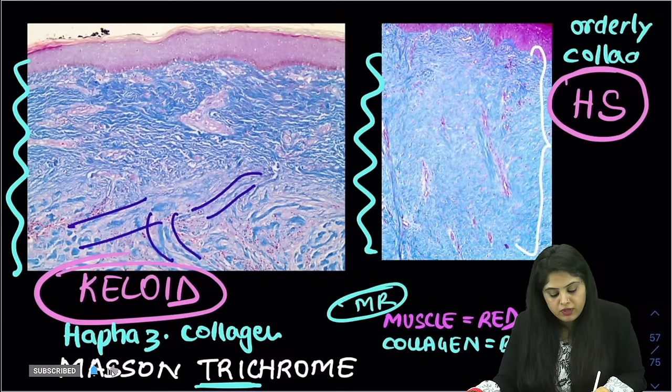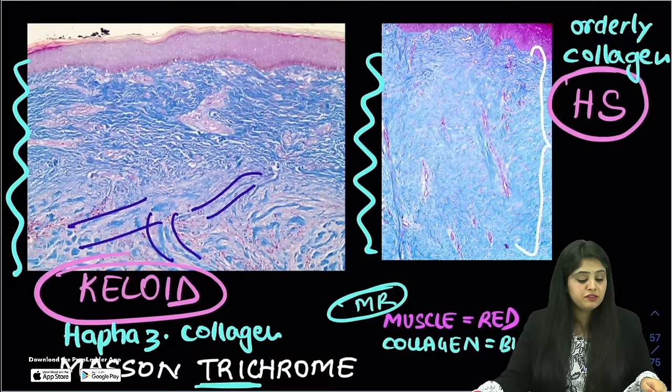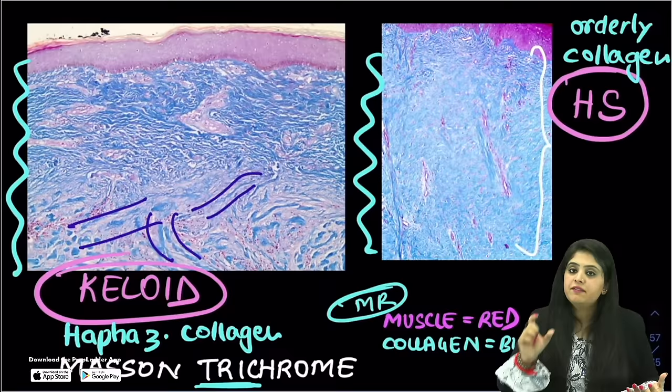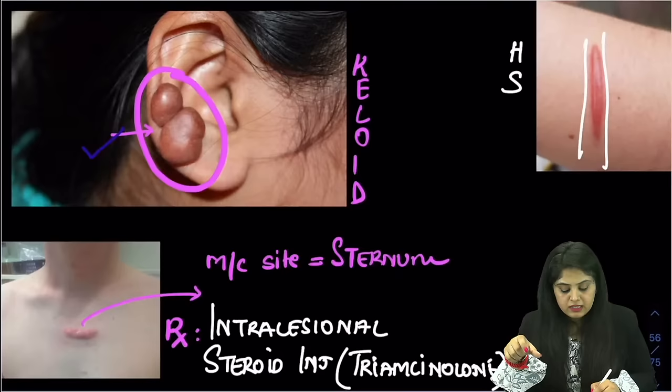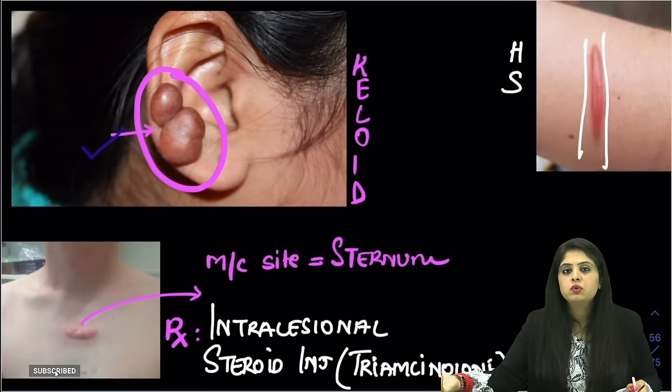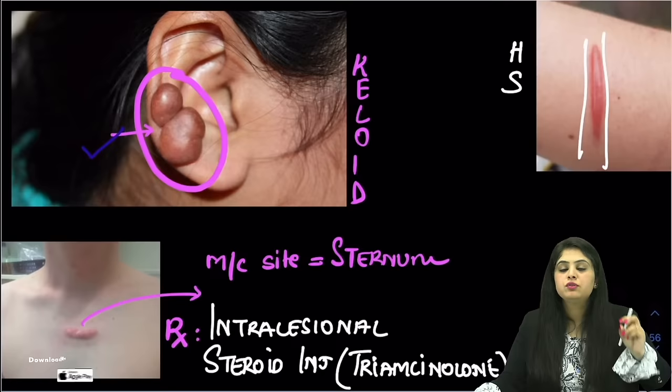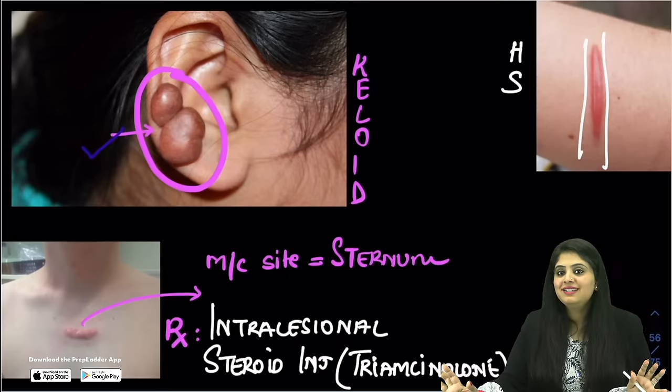Someone asked me how to differentiate Prussian blue from Masson trichrome. Guys, none of these stains will ever be given to you as a spotter. There will always be some element of a history. If they want you to pick up collagen, they will give you some injury or clinical picture like a keloid or a hypertrophic scar. If they want you to pick up iron, Prussian blue, they'll give you some bleeding, hemorrhage, or hematoma kind of history. So nothing is going to come as a spotter like that. No one expects you to be given just a blue color and then imagine what that blue color is. That is not how mean the examiner is. A little bit mean, but not that mean.